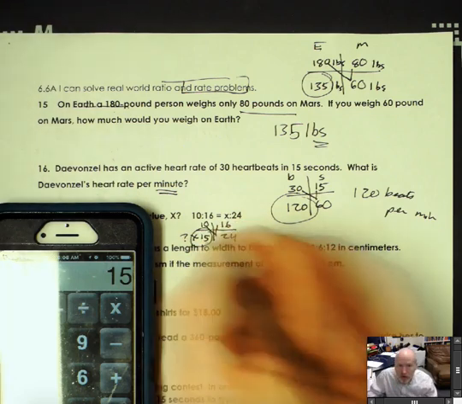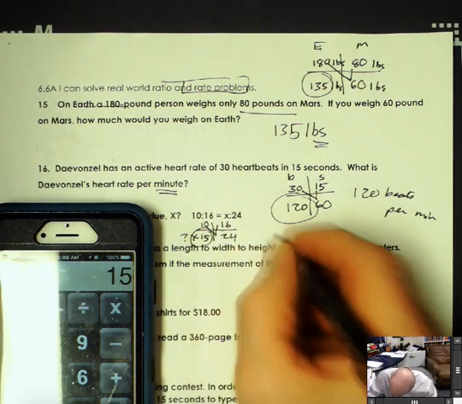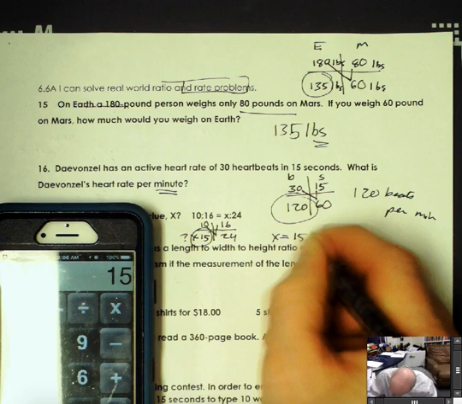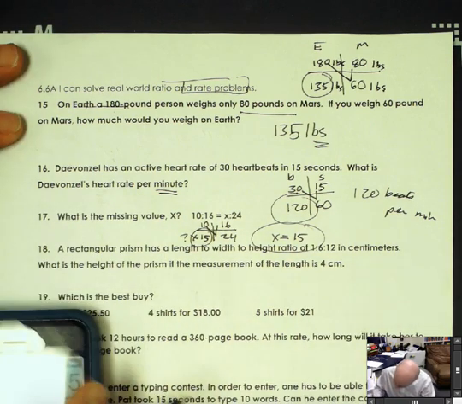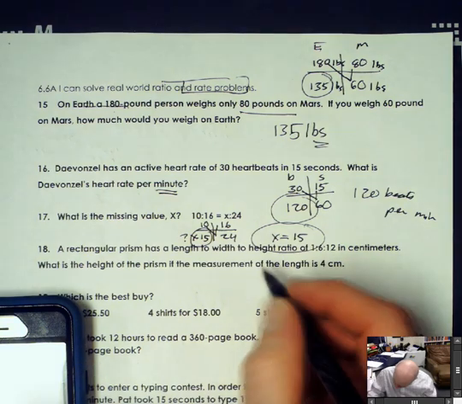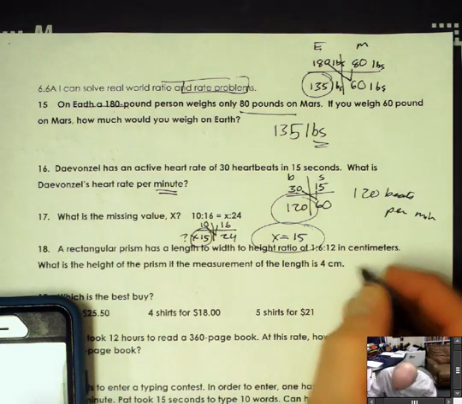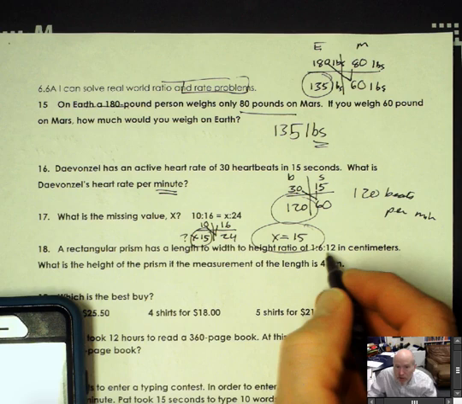X equals 15. So I'm going to go write that over here. X equals 15. Okay? All right. Let's move on down. We have a rectangular prism with a height ratio of 1 to 6 to 12.